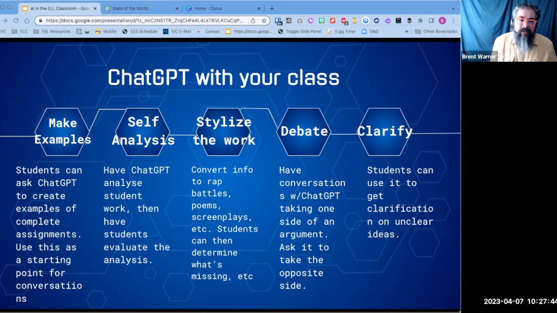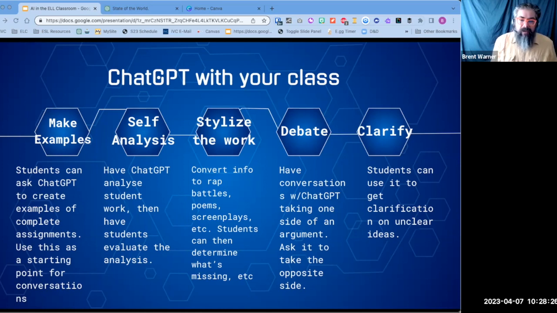Next up, you can stylize the work. So one thing that can make things interesting for students is converting information into rap battles. That's been popular, one of the first ones that came up. So you could say, hey, take this same idea, put it into a rap battle, into a poem, into a screenplay, and then you can do the same conversation where you can say, well, let's take a look. If you're turning this into a rap, for example, it's going to, by default, eliminate a lot of the information. So what details do you think, if you're trying to look at these two characters and understand them and they're having a rap battle, what parts of the information that you put into this are now missing, for example?